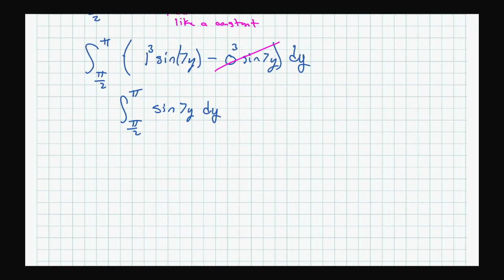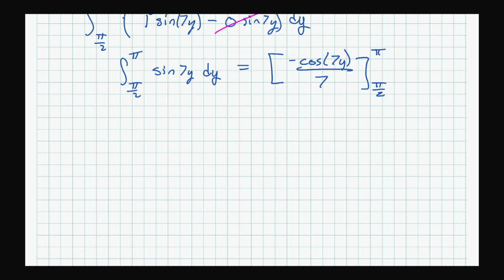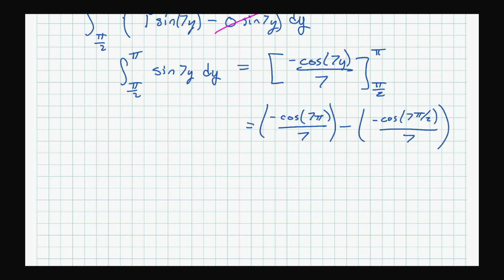Now from here, this integral is going to be pretty easy as well. The antiderivative of sine 7y is negative cosine 7y over 7 from pi over 2 to pi. And then you got negative cosine 7 pi over 7 minus negative cosine 7 pi over 2 over 7. And we got to figure out what this is.